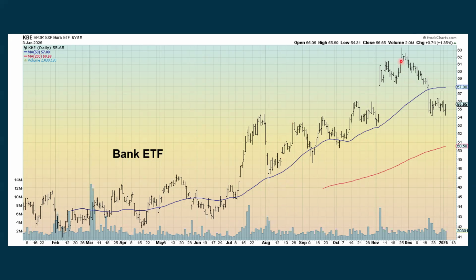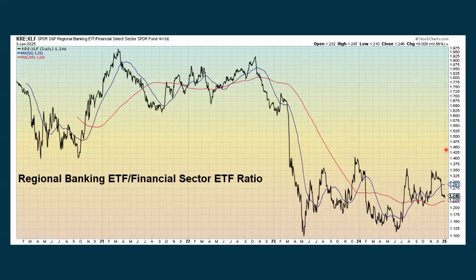We keep an eye on the financial sector, and one part of the financial sector is the bank ETF. A little bit concerned here because we've been really falling back and we fell under the 50-day moving average. We are going sideways right now, but we're in a longer term uptrend. If we can get back above the 50-day moving average, that would mean the bank ETF is looking better. If we continue to fall, we'll be watching the 200-day moving average, which is the red line.